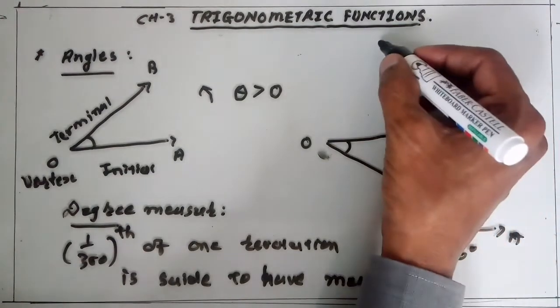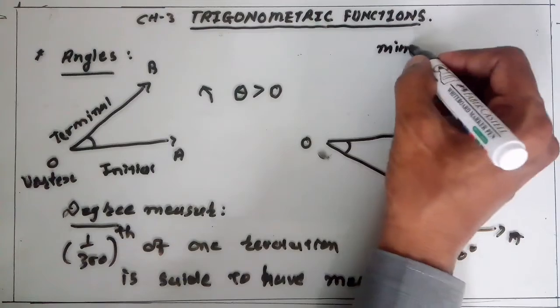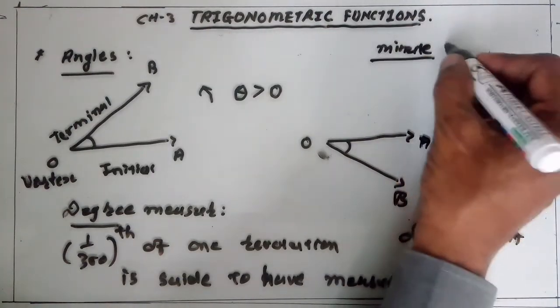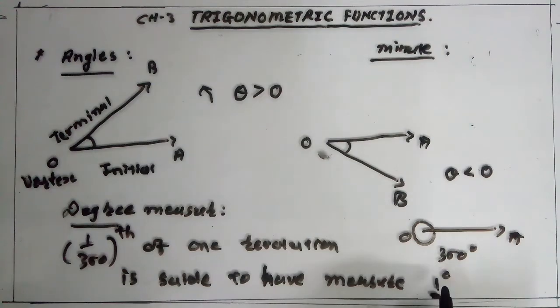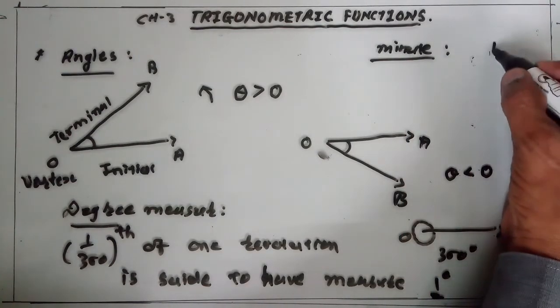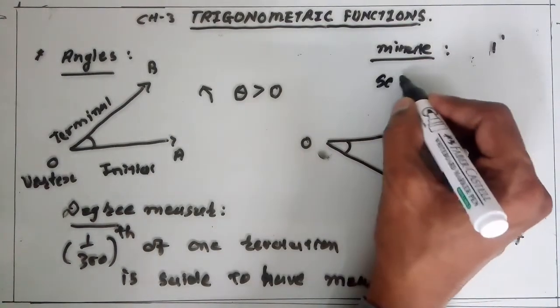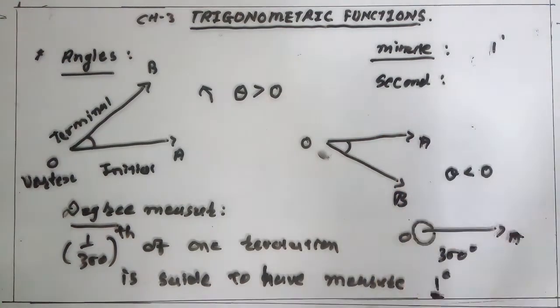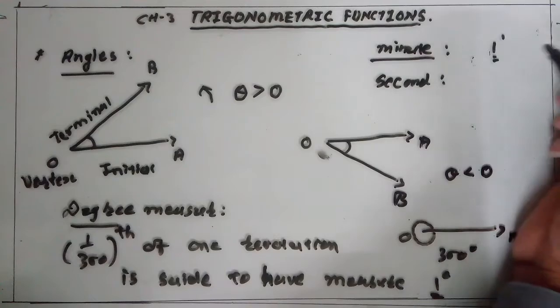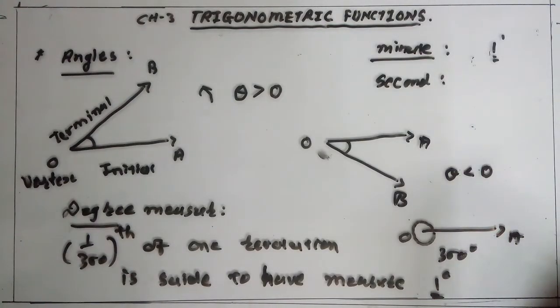Now minute. Sixty parts of 1 degree is called a minute. That is, 1 by 60 of a degree is called 1 minute, and is denoted by 1 minute. Now for second, remember this, 60 parts of 1 minute is called 1 second. Clear?